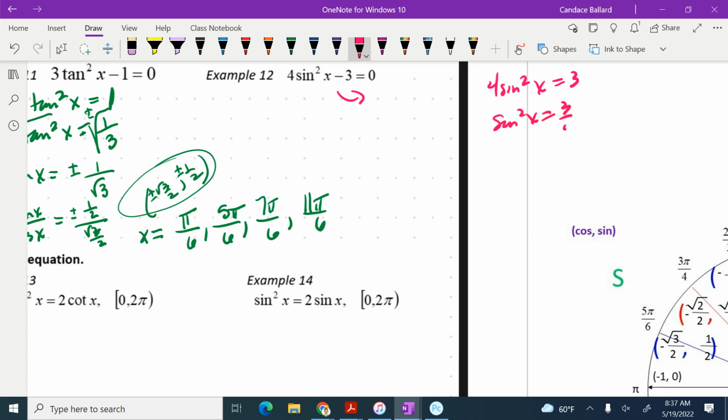Divide by 4. Good. And then how do I undo the square? What has to go in front? Good. So sine x equals plus or minus square root of 3 over what? 2. All right, that's on our unit circle, right? There should have been 4 locations. What were all their denominators? So we had 3 in all the denominators.